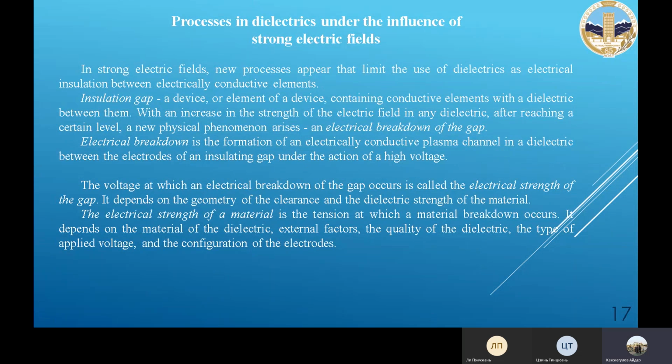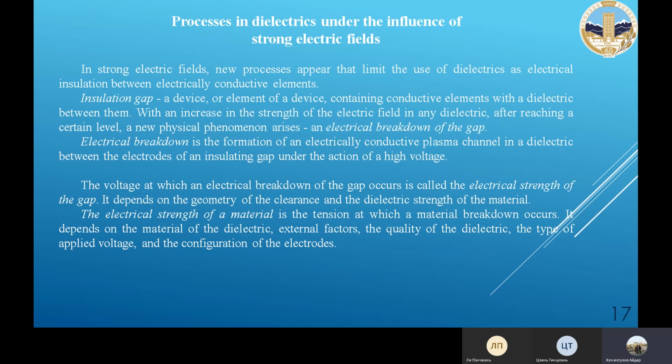In strong electric fields, new properties appear that limit the use of the dielectric as electrical insulation between conductive elements. First, an insulation gap is a device or element of devices containing conductive elements with a dielectric between them. With an increase in the strength of the electric field in any dielectric, after reaching a certain level, a new physical phenomenon arises: an electric breakdown of the gap.